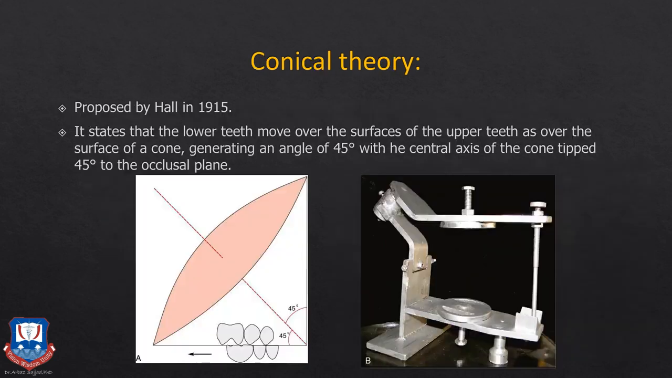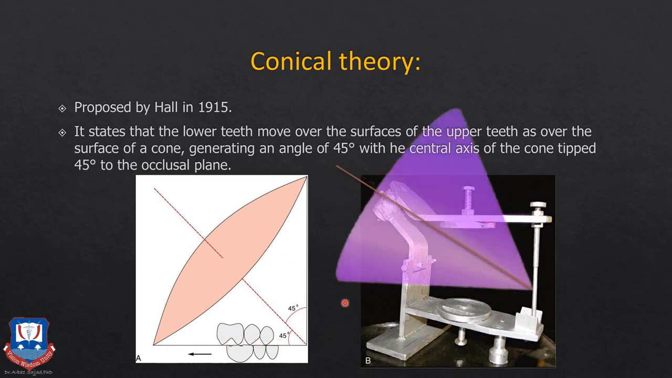And the third theory was the conical theory given by Hall in 1915. So this is Hall's articulator based on the conical theory. So what did Hall state? Hall stated that the lower teeth, that is the occlusal and incisal surfaces of the lower teeth, move over the surface of the upper teeth as if they are moving over the surface of a cone, generating a 45-degree angle with the central axis of its body, and with the cone tipped at 45 degrees, that is, it is horizontal to the occlusal plane.